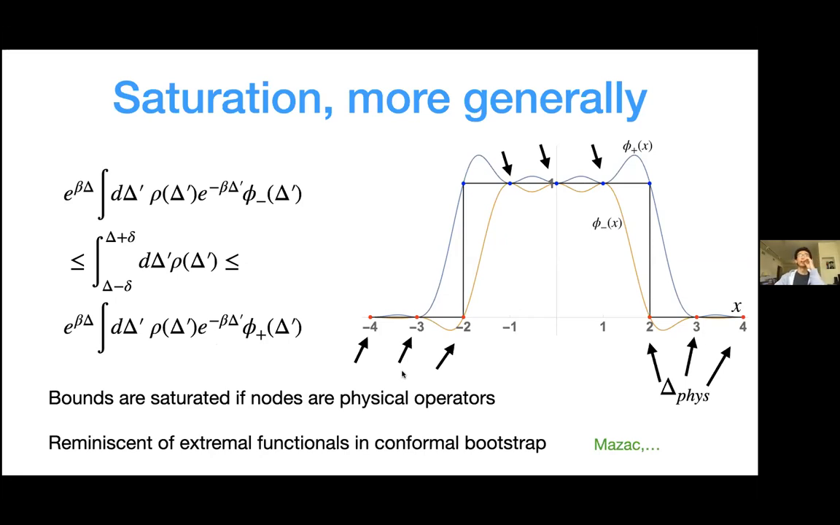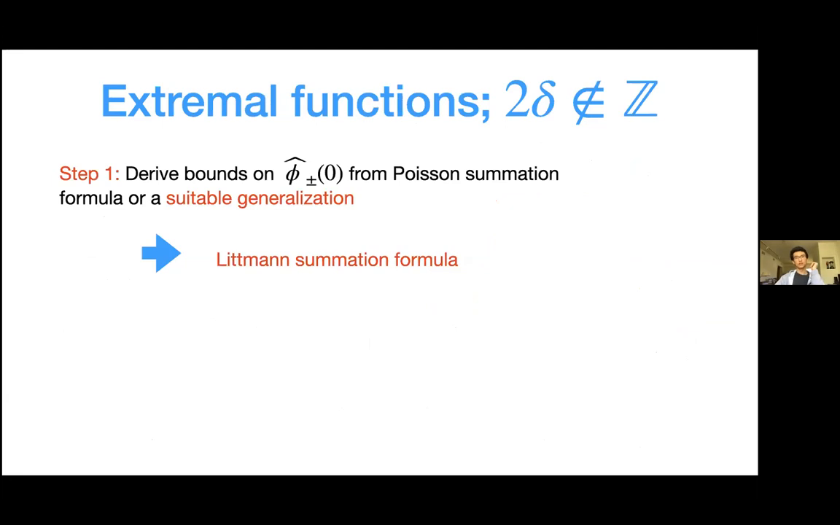And so in the previous example, it was not a coincidence that the Selberg functions were zeros outside of the interval at integer points, and the spectrum of partition functions that saturate those bounds were also integer spaced. So that was two related facts. And this is somewhat reminiscent, I guess, of extremal functionals in conformal bootstrap stories. Right, so that's what happens.